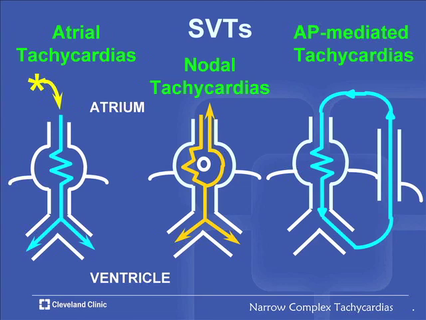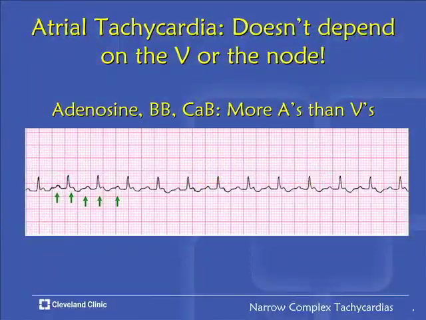However, with accessory pathway mediated tachycardia, every time this gets activated, this has to be activated. With nodal tachycardia, the tachycardia is running here, and it activates up and down. So atrial tachycardia is the only tachycardia that could cause more A's than V's. So if you're looking at an EKG and you see more P waves than QRS complexes, then think about atrial tachycardia, okay?